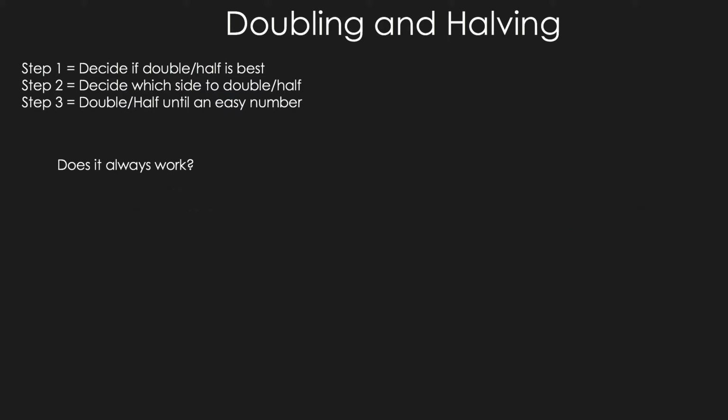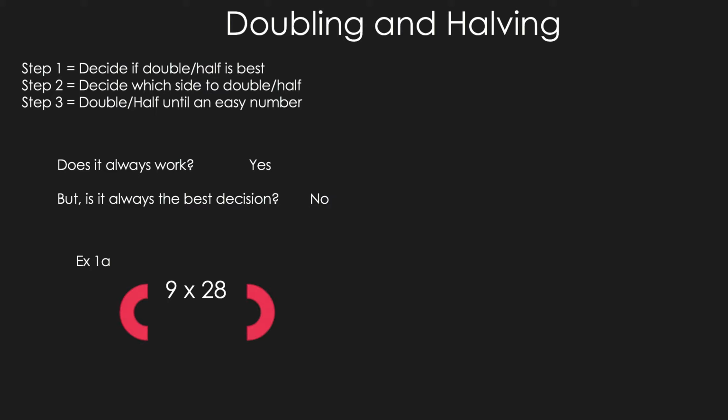Now, does it always work? Yes. Is it always the best decision? No. Okay, let's take a look at this example and figure out why. If we half the left side and double the right, we get 4.5 and 56. Right there we have a decimal, which is not an easy number to do with multiplication. So that's not a good result.